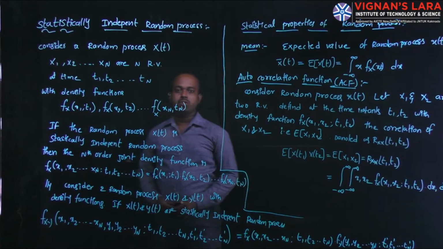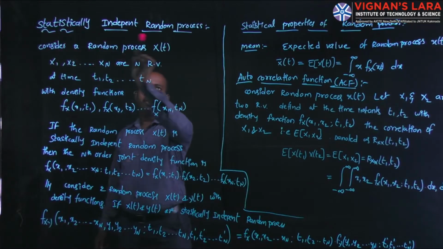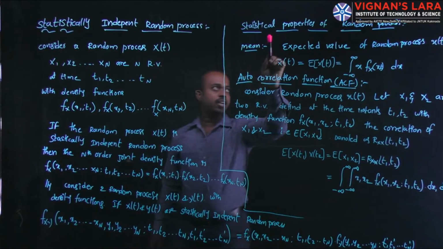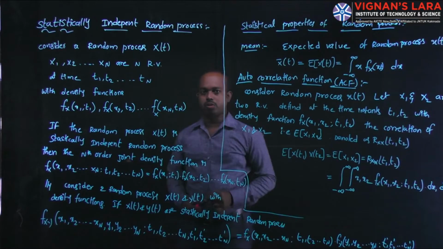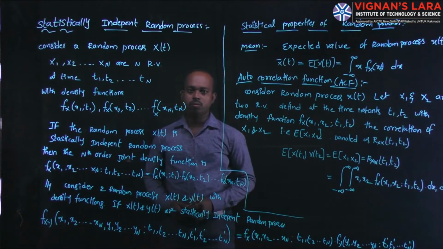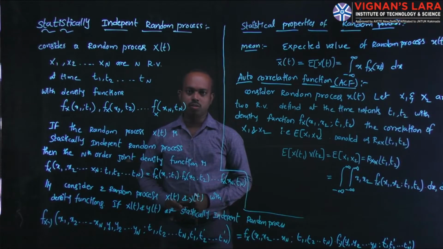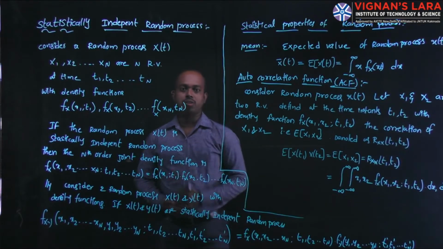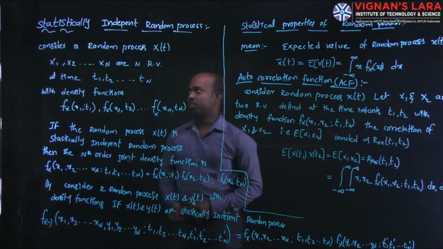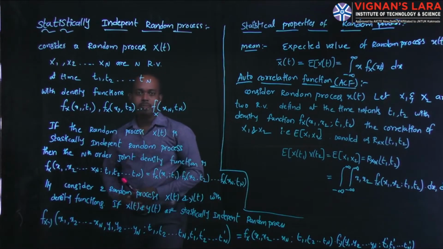Good morning, students. Today in class we are going to discuss statistically independent random processes and the statistical properties of random processes. In the last class we covered the definition of a random process and how to define its first-order and second-order random processes. Today we are mainly discussing the statistically independent random process. What is a statistically independent random process?